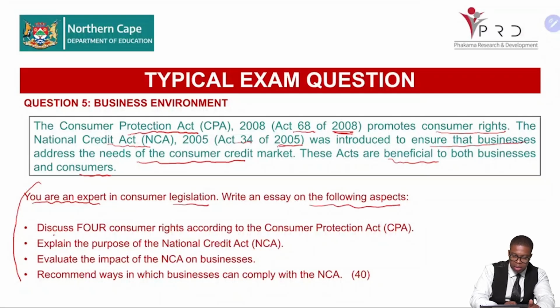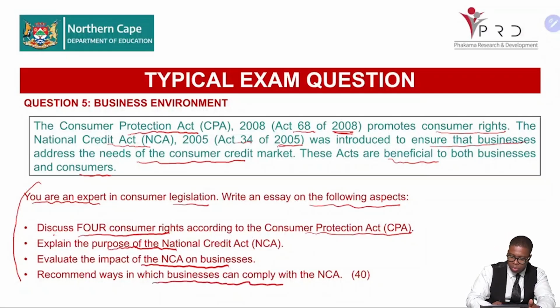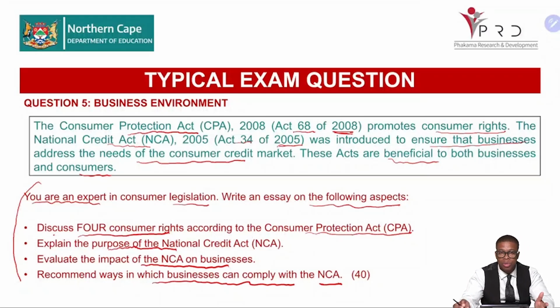Number 1 is to write an essay where you are discussing 4 consumer rights according to the Consumer Protection Act. Okay. Number 2 is to explain the purpose of the National Credit Act, and then evaluate the impact of the National Credit Act on the business. Thereafter, recommend ways in which the business could comply with the National Credit Act. And then we say now to you, how should you go about it?